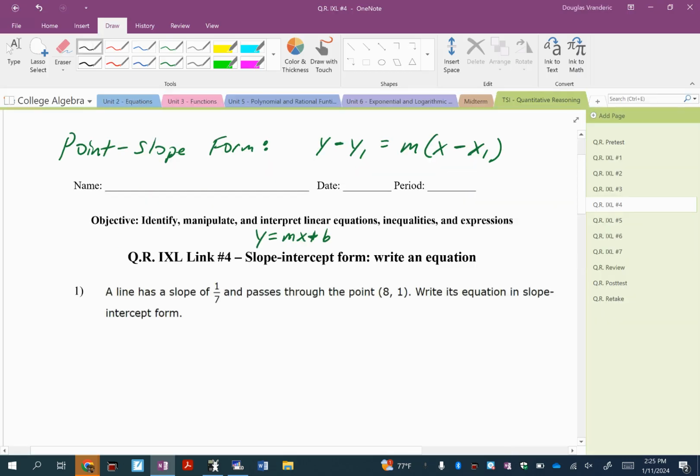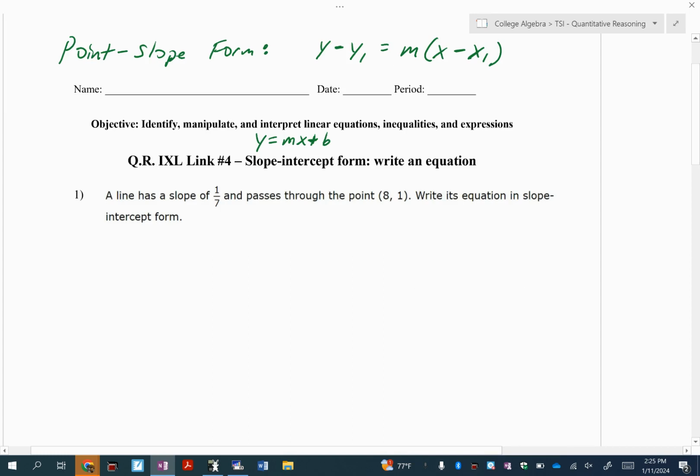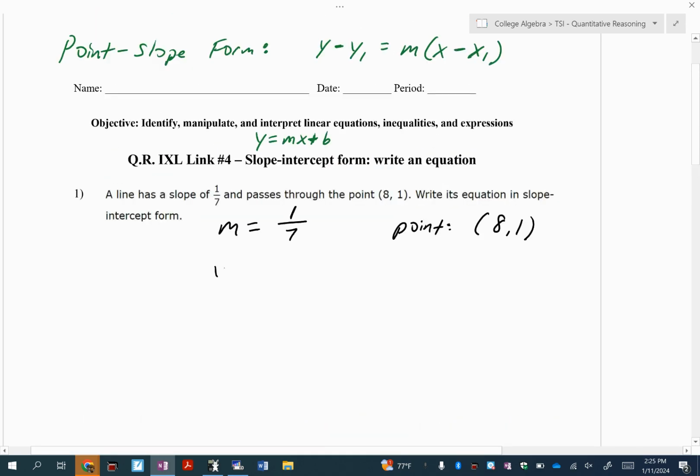All right, so let's look at number 1. Number 1 says we have a line that has a slope of 1/7. So I'm going to write down m = 1/7. And it passes through the point (8, 1). So my point is (8, 1). So go ahead and write down point-slope form.